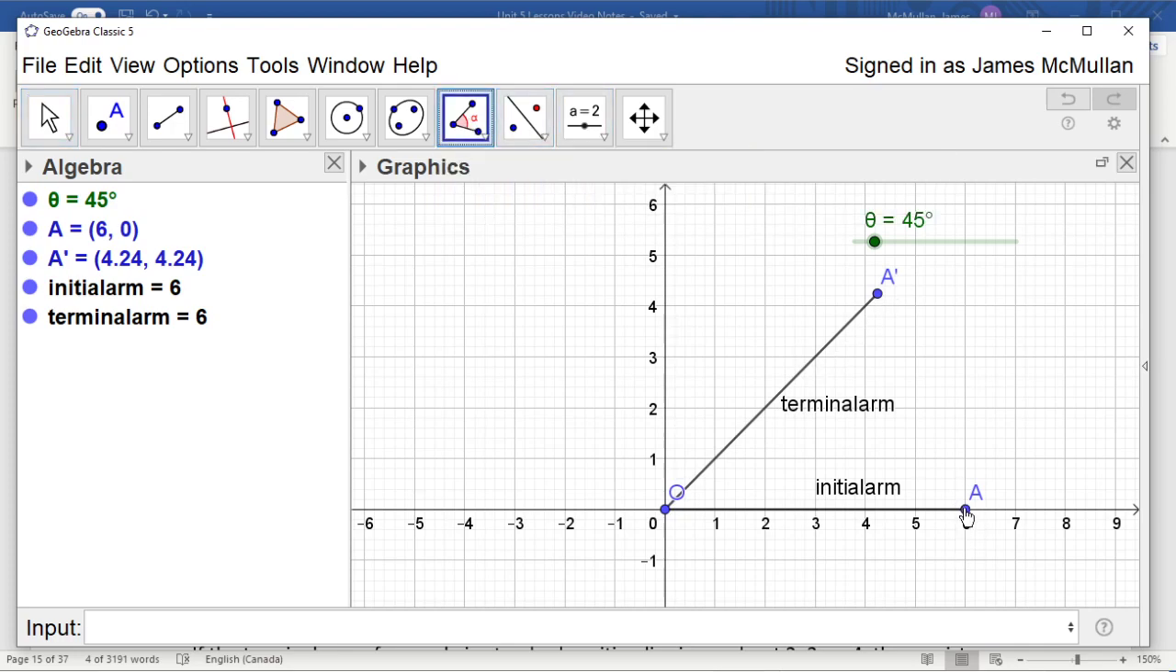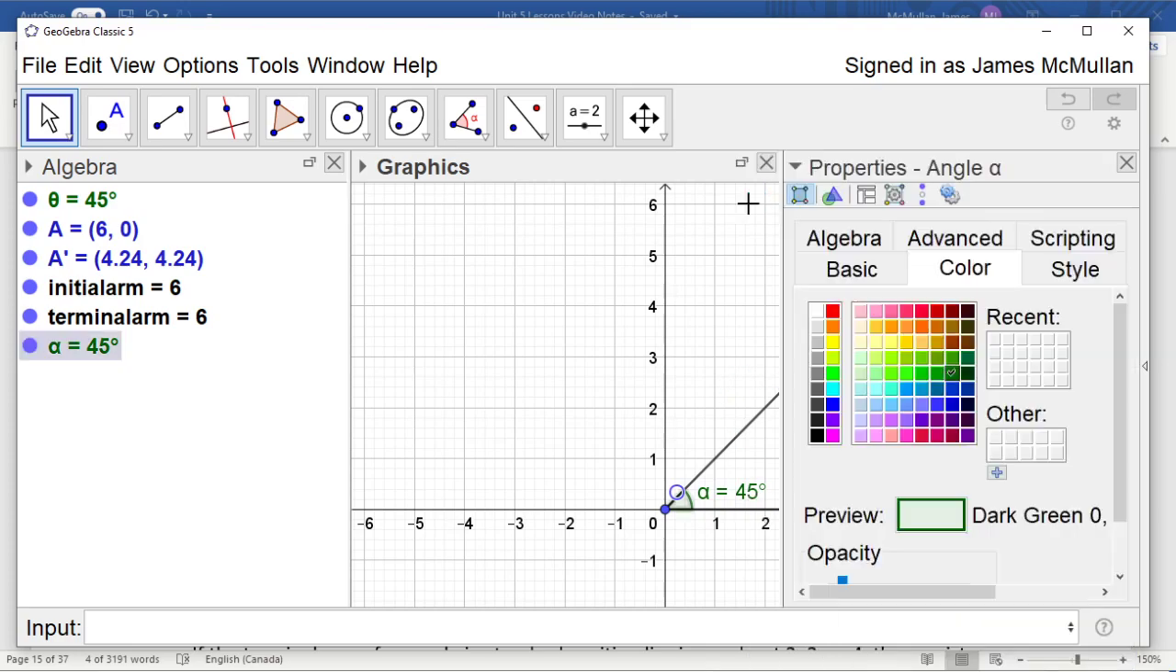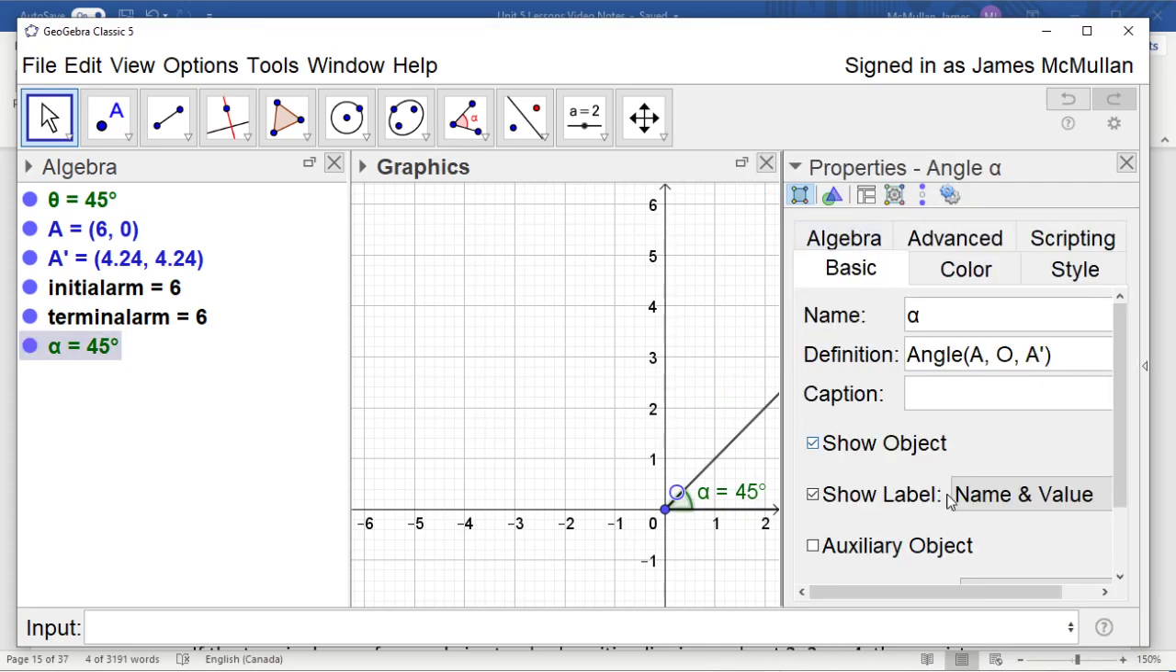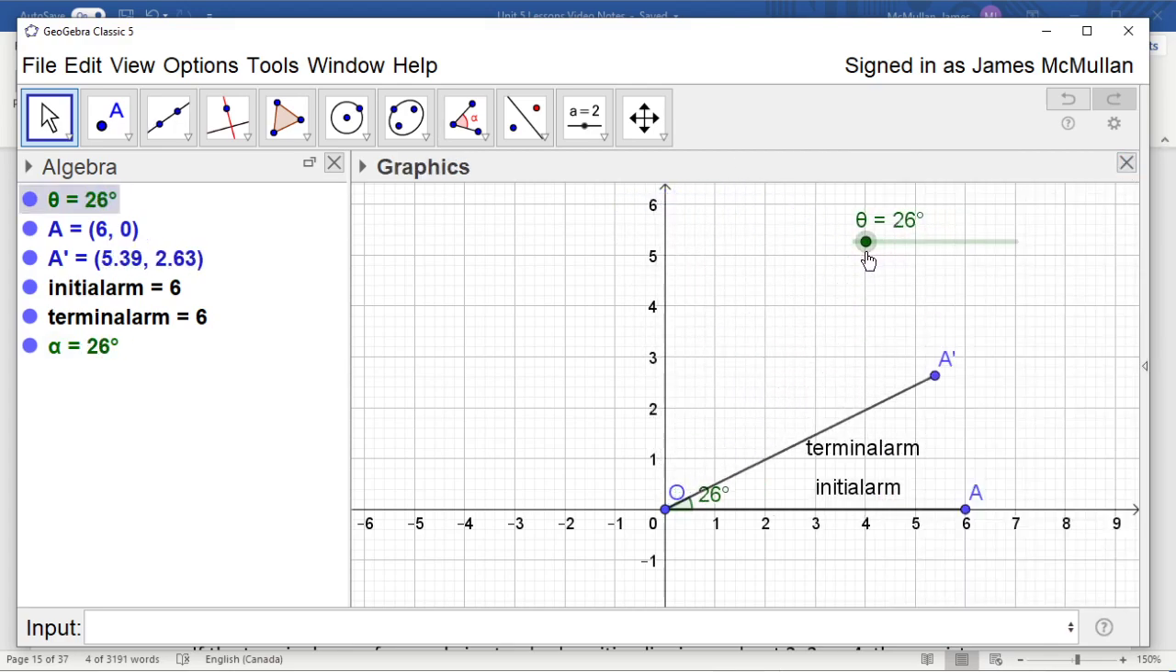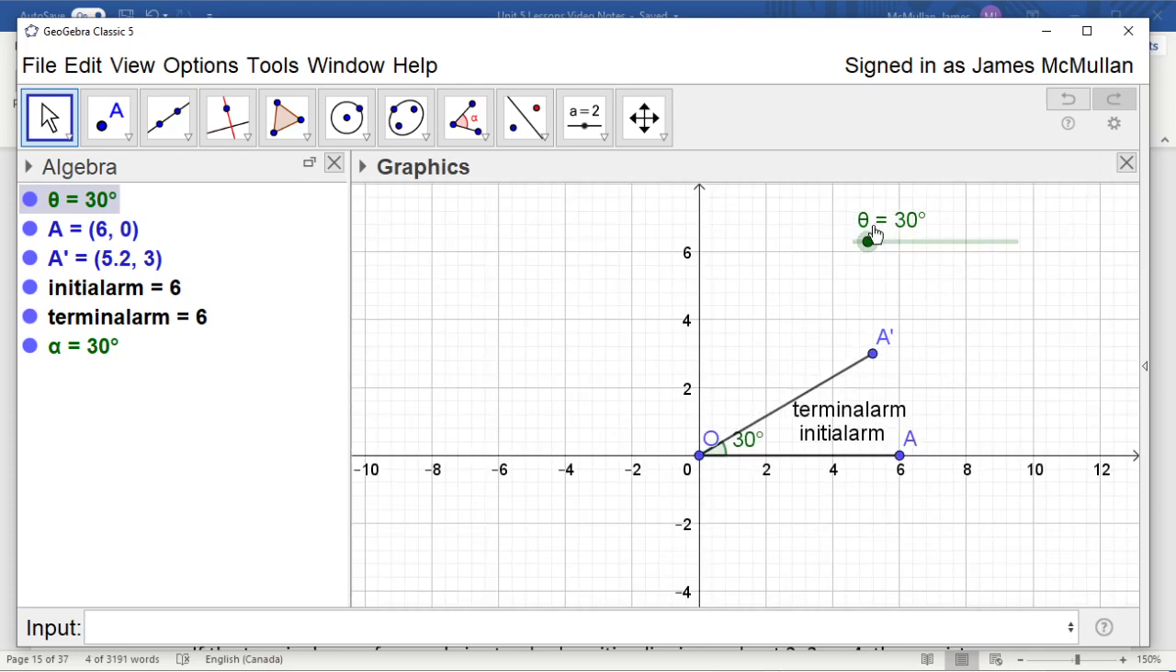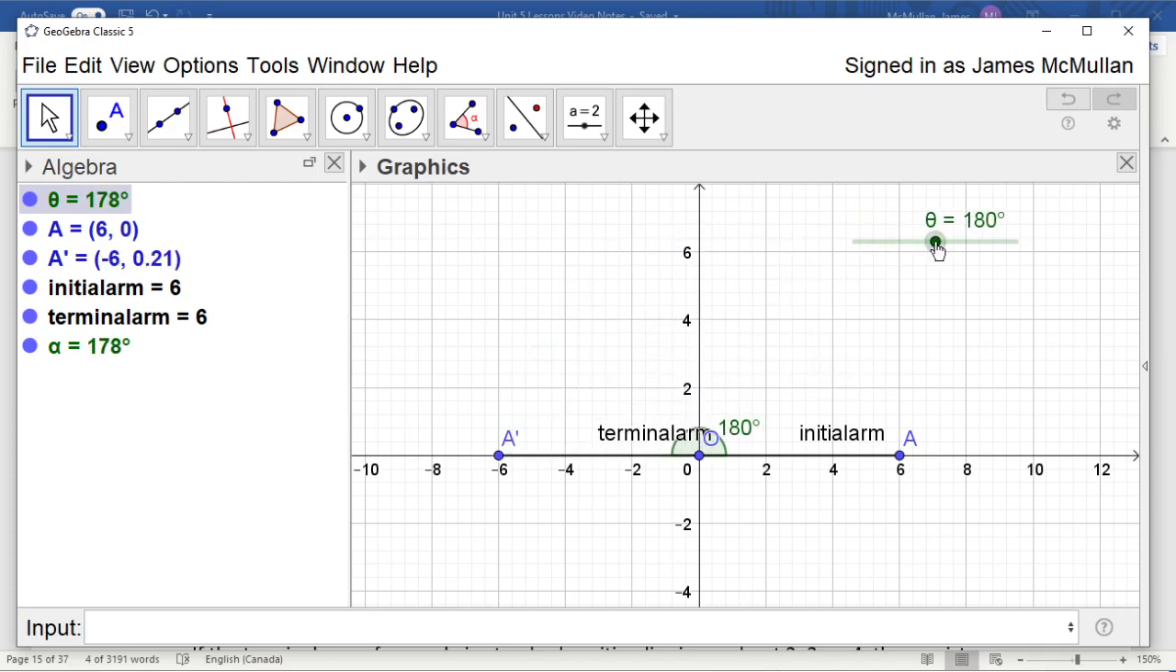The angle itself, which is A, O, A prime, is down here, and I don't think we need a label for it since I already called it theta, so we'll just get rid of its name. Just look at its value. And this is what you and I are going to mean when we say an angle of 30 degrees. We're going to mean as if you started at the positive x-axis and then rotated in a counterclockwise manner. And you can see that once you get to 360, the whole thing just starts over again.